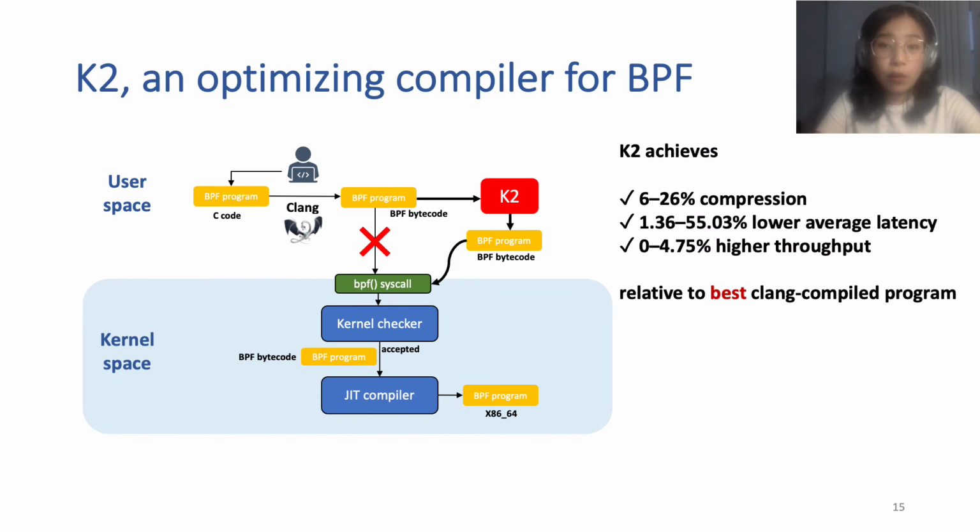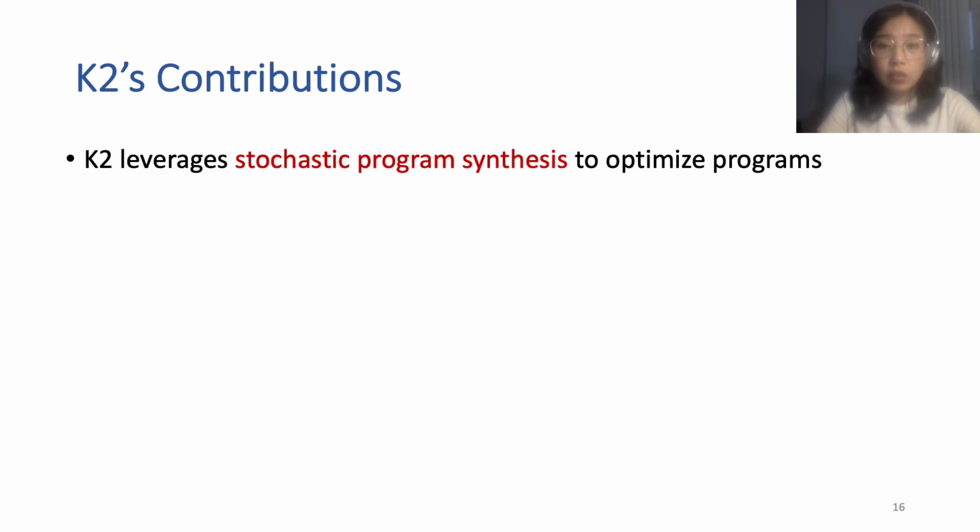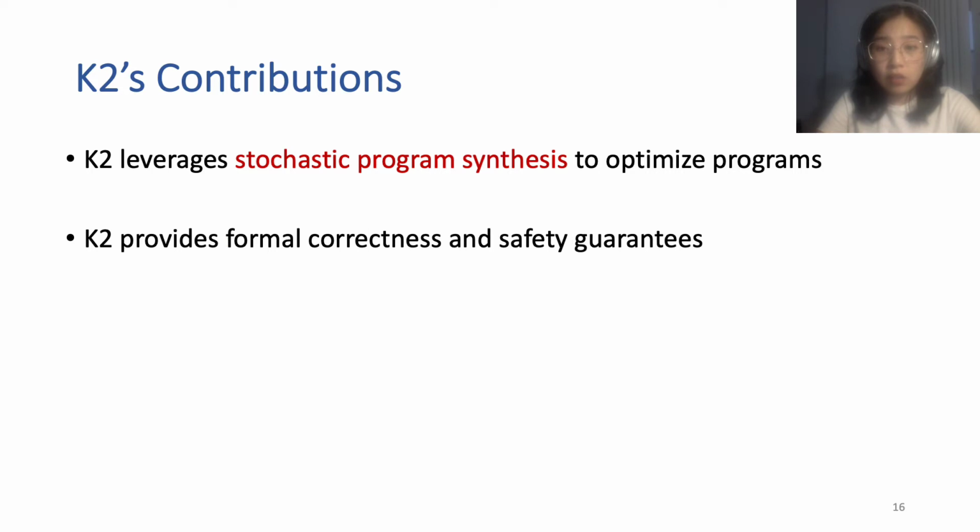Over a set of realistic benchmarks, K2 improved code size, packet processing latency, and throughput relative to the best client-compiled programs. K2 leverages stochastic program synthesis to optimize programs. K2 provides formal correctness and safety guarantees. We do this by encoding the BPF instruction set in first-order logic. K2 formally checks equivalence between BPF programs and safety predicates over the program using logic.